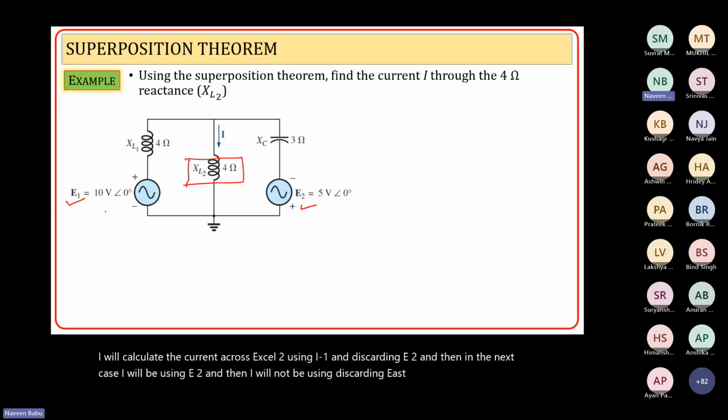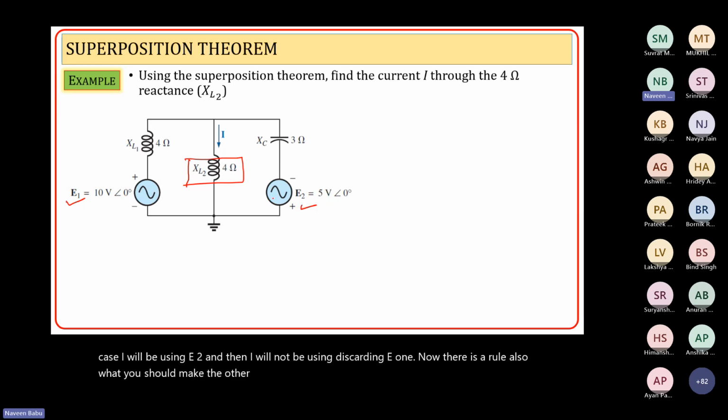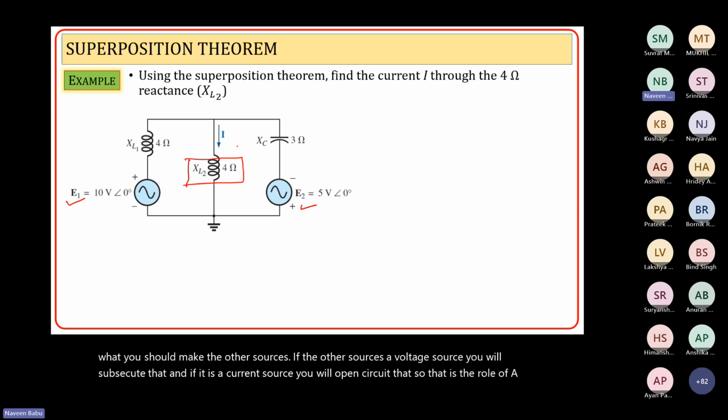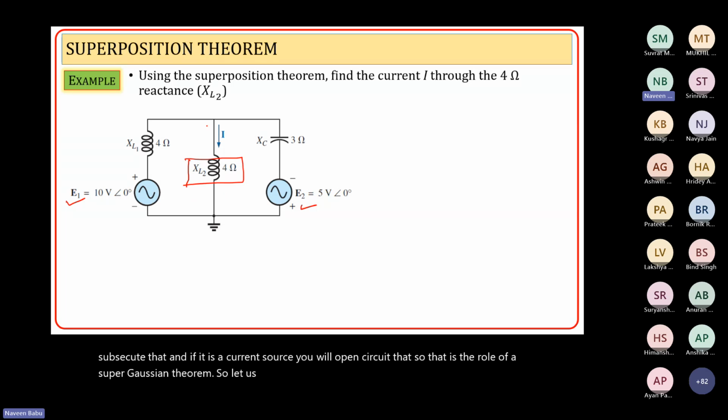Now, there is a rule also for what you should do with the other sources. If the other source is a voltage source, you will short circuit that. And if it is a current source, you will open circuit that. So that's the rule of the superposition theorem. So let us solve this particular problem.